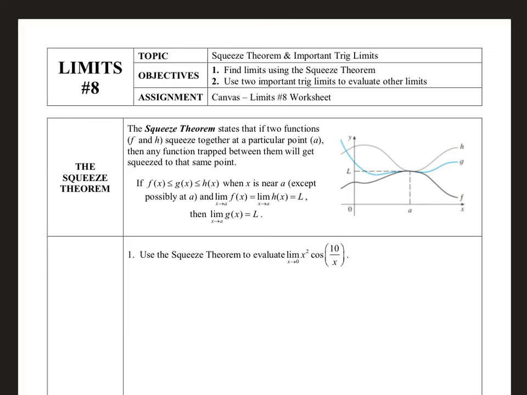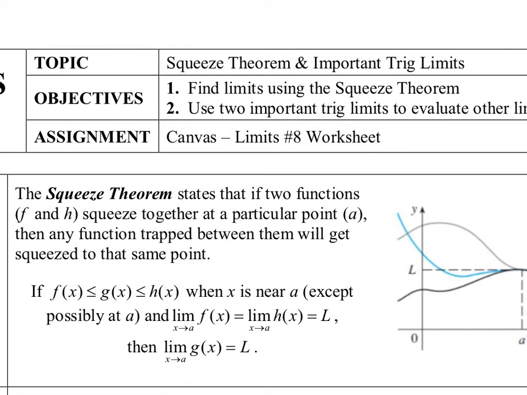Limits number 8 is about what's called the squeeze theorem. The squeeze theorem allows us to find values for limits that we otherwise would not be able to find. And it also gives rise to two important trig limits that we're going to use.